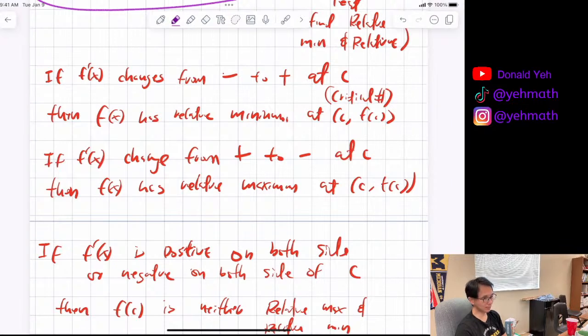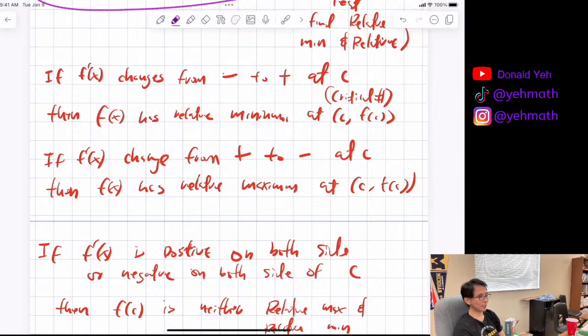Vice versa. If f prime of x changes from positive to negative at c, then f of x has a relative max at c, f of c. They're kind of intuitive. They're not something you have to take a long time to memorize. It's very intuitive. Positive, negative, you got a max. Negative, positive, you got a min. Simple as that.